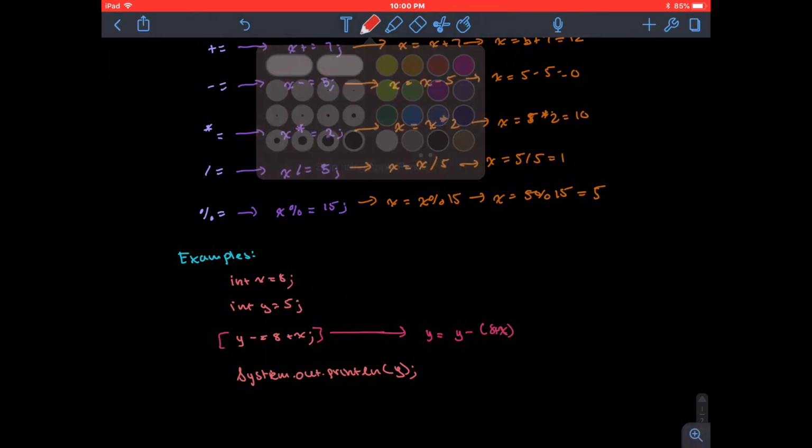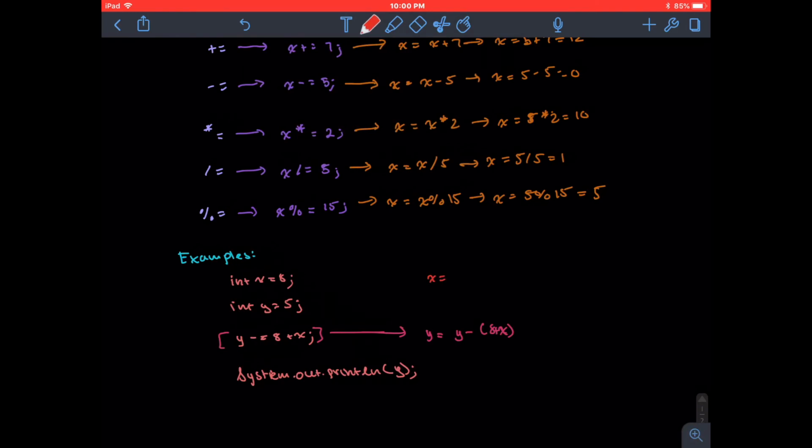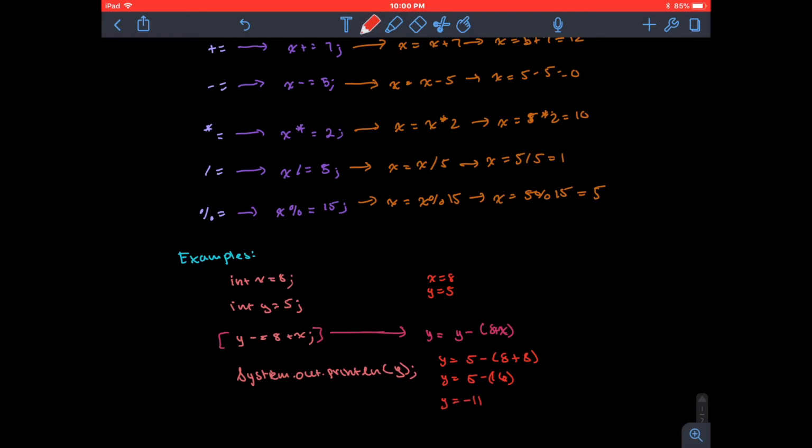So we have x is equal to 8, we have y is equal to 5. And then we say y is equal to 5 minus, in parentheses, 8 plus x, which is 8. So here we have y is equal to 5 minus 16. And we all know that that is negative 11. So our answer over here is negative 11, if I did my math right.